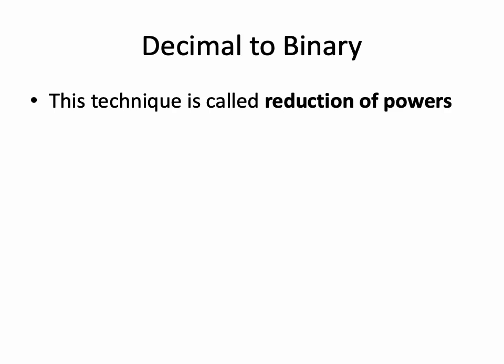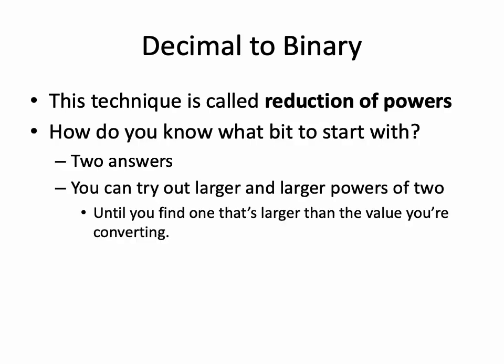This technique is called a reduction of powers. Basically what I did was figure out what the largest power of 2 was that I could use. So what you could do is just guess and go larger and larger powers of 2. If you're pretty good at your powers of 2, like you know where they are, you might be able to figure it out pretty quickly. But once you get to one that's too large, you know to stop there.